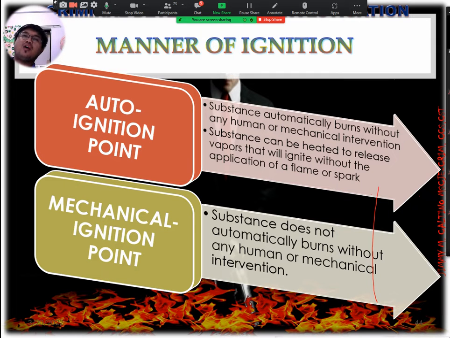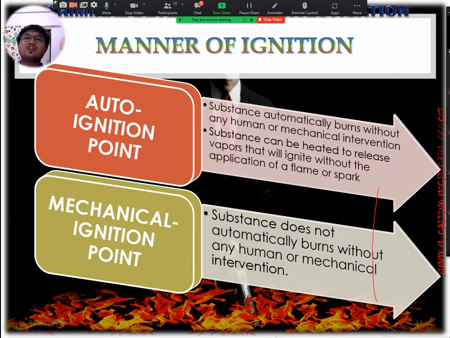Now, there are two kinds or manner of igniting. Dalawang pamamaraan para sindihan ang isang bagay. Meron tayong tinatawag dyan na auto ignition point at mechanical ignition point. Okay? For the auto ignition point, it tells us that these are the times wherein fuel automatically burns without any human or mechanical intervention. From the word auto, no? He tries to burn himself alone.